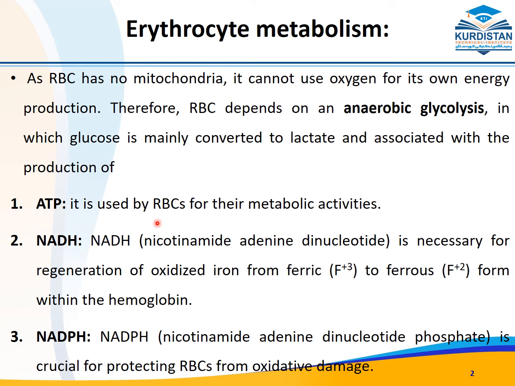So ATP is normally used by the red blood cells for their metabolic activity. And the red blood cells are well known for their low metabolic activity. So only a trace of ATP might be enough for the red blood cells to perform their metabolic activity and their normal physiological processes.